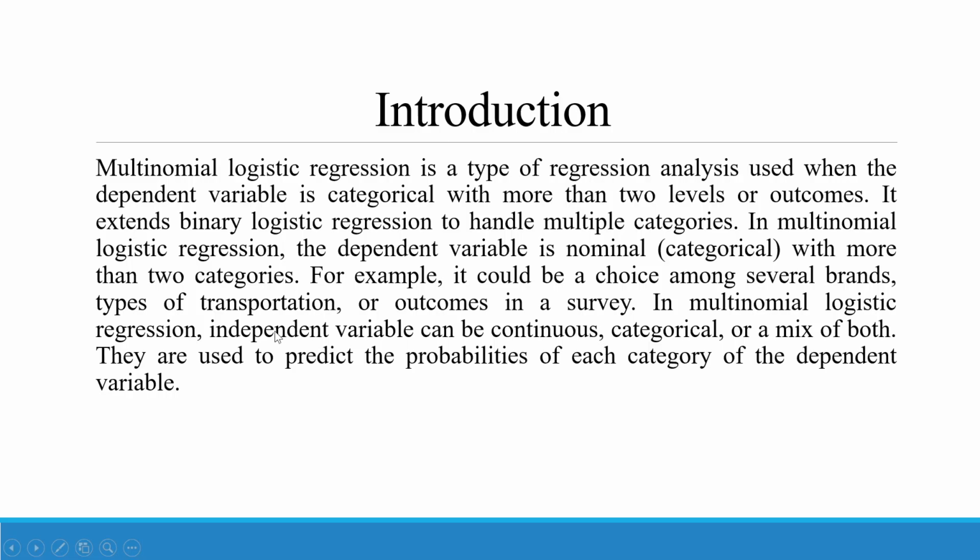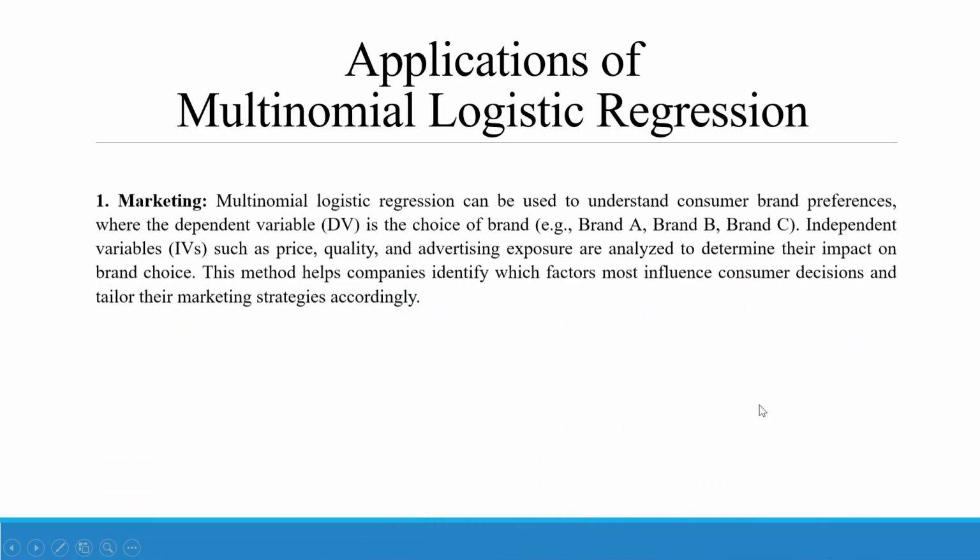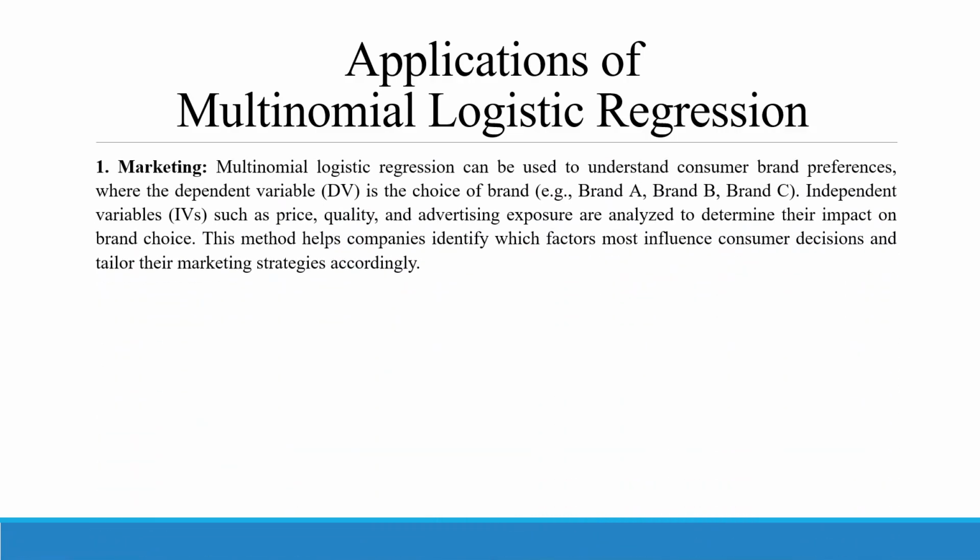In multinomial logistic regression, independent variables can be continuous, categorical, or a mix of both. They are used to predict the probabilities of each category of the dependent variable. Now, some applications of multinomial logistic regression in various fields.